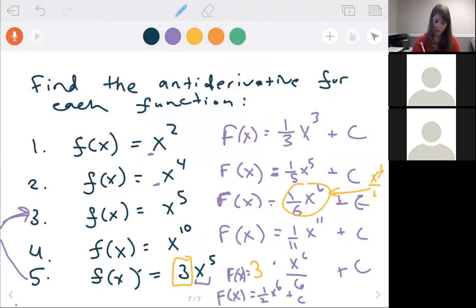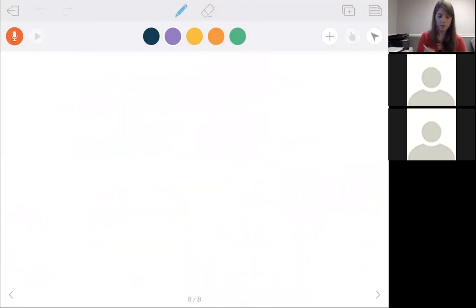So start there. If we had 1/2 x to the 6th and differentiated that, 6 drops in front, 6 over 2 gives me 3, and then I've got x to the 5th. So one of the key things to help us is, if we don't automatically see what's working, remove the constants and go back to your basic power function. So let's try another one.